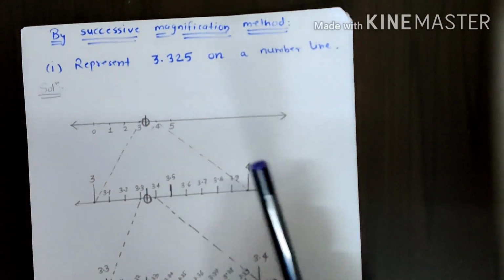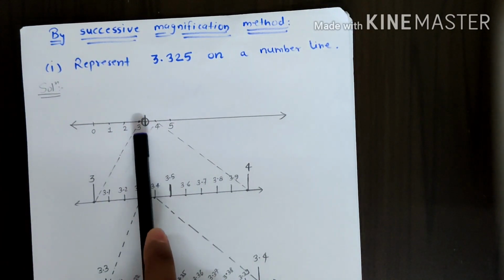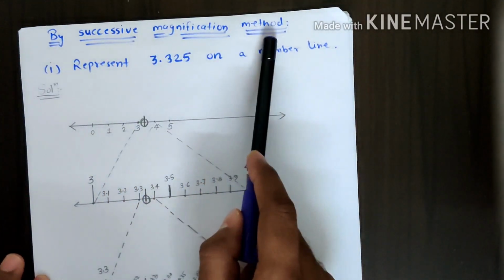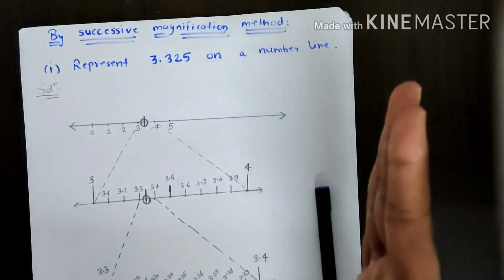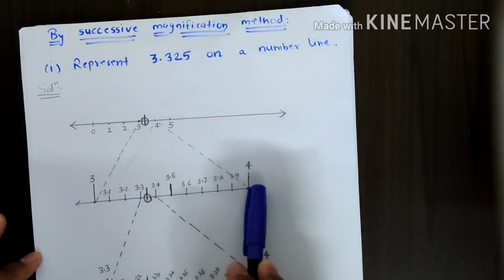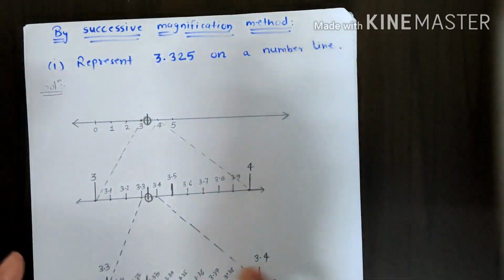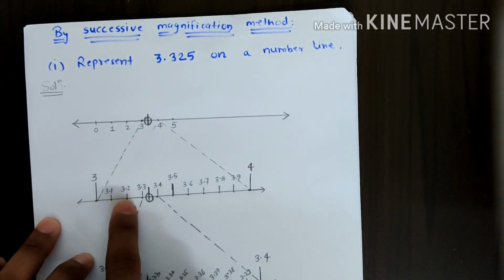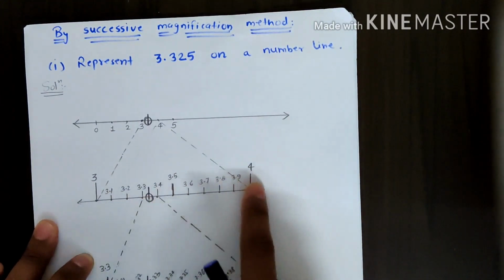As you can see, we have drawn a number line: minus 1, 0, 1, 2, 3, 4. So 3.325 is in between 3 and 4. So we will use the successive magnification method here. In between 3 and 4, there are 10 more parts. So we have magnified this line segment in between 3 and 4. So it becomes 3.1, 3.2, 3.3, 3.4, 3.5 and up till 4. So there are 10 parts.